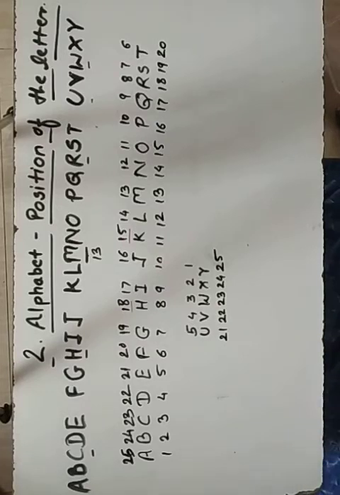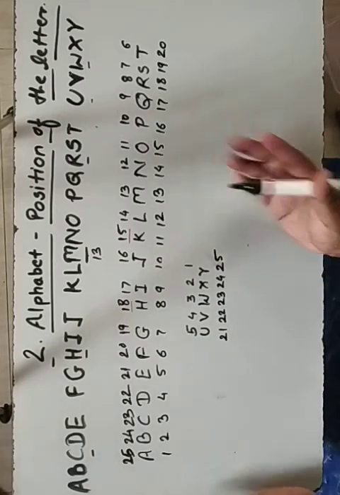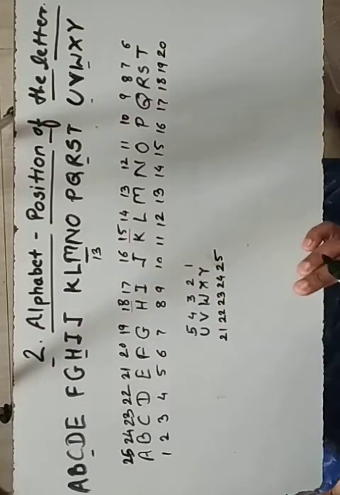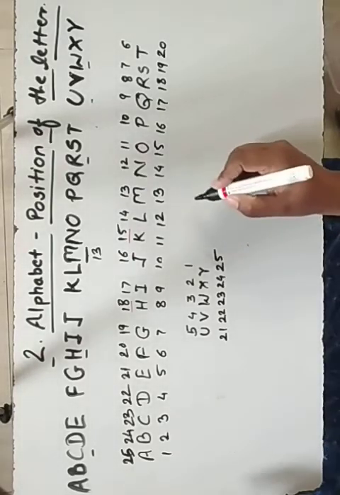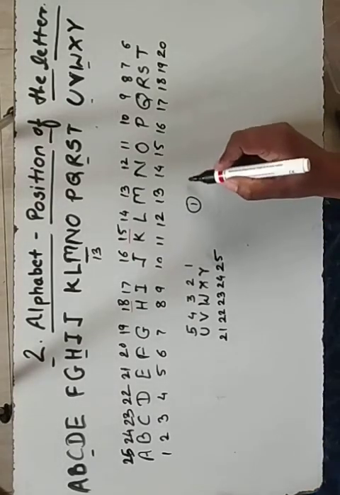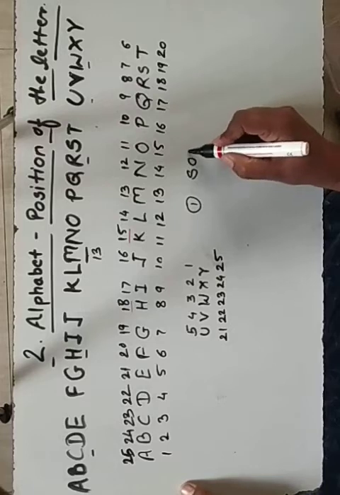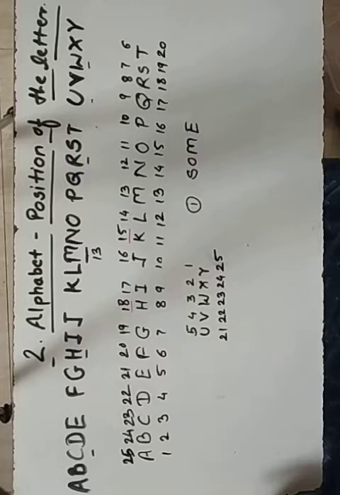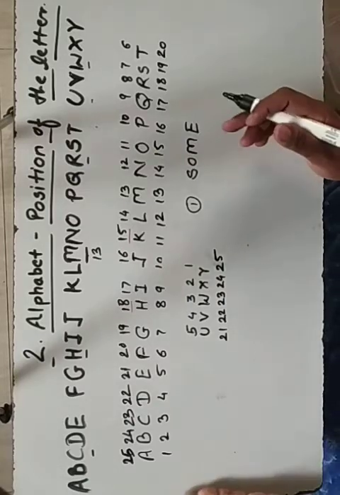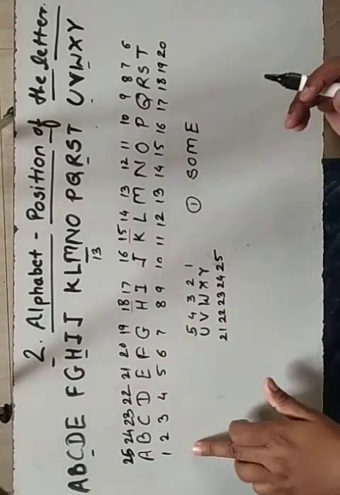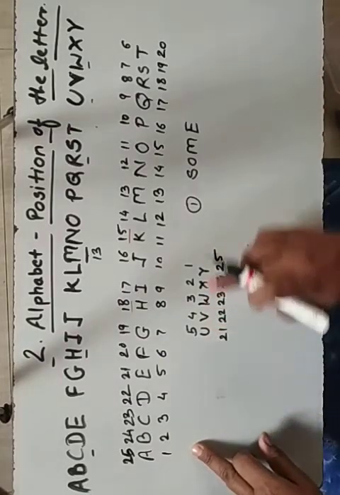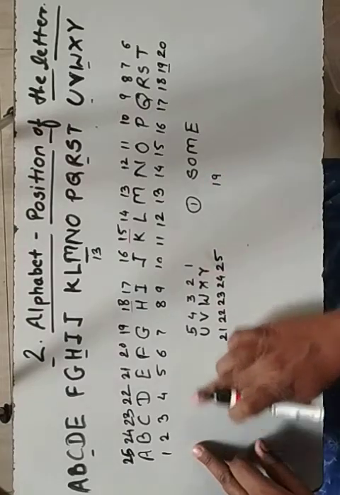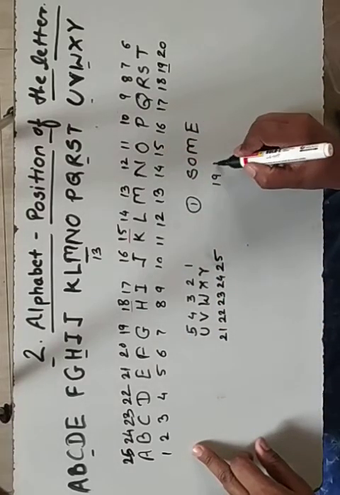Now they will ask you questions based on positions and also on the letters. Suppose the question comes in the exam: write the position of the letters of SOME, from the left. From the left side means here, my left side. So the left hand side, S position is at which place? 19. So S is 19. O, from left side, O will be at 15th position. So 15.